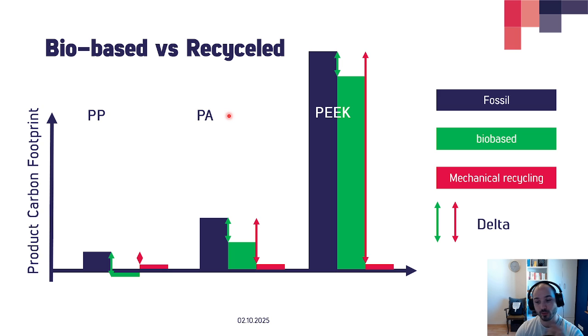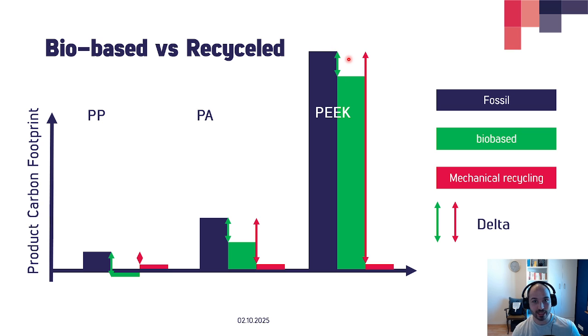Then with PA6, we already see the switch. So we have the better saving with mechanical recycling than with bio-based. And for PEEK, it's even more extreme. You can save up to 90% of your environmental footprint with recycling the PEEK than if you do it bio-based.